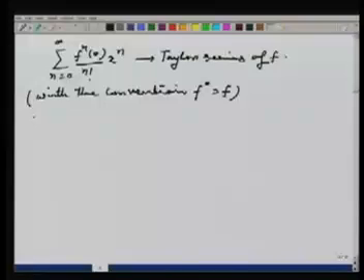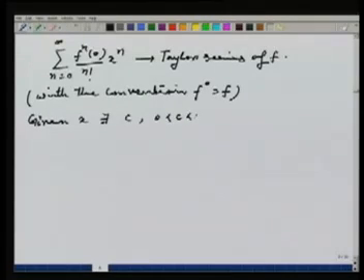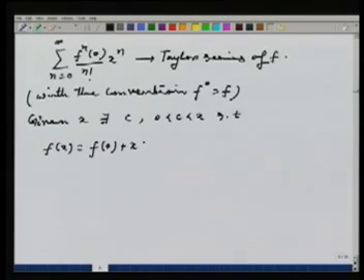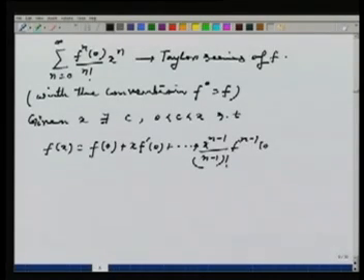What I have proved is that given x, there exists c which lies between 0 and x such that f(x) is equal to f(0) plus x f prime(0) plus x to the power n minus 1 by n minus 1 factorial f^(n-1)(0) plus x to the power n by factorial n times f^(n)(c).